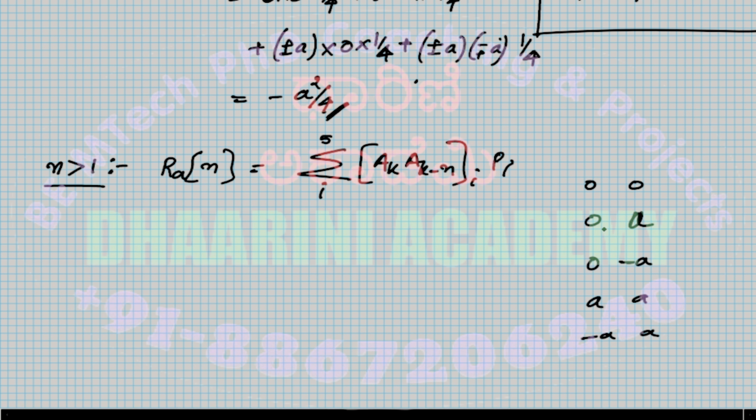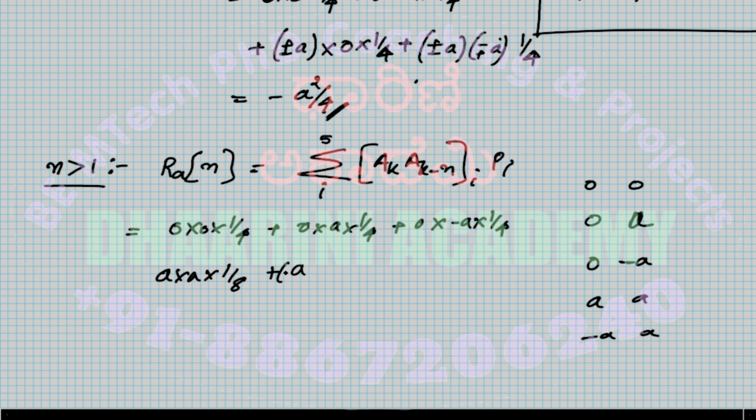So whenever there is a 0 coming into picture, right, it has a probability that is equal to 1 by 4. But whenever you have two A's in place, the probability will be 1 by 8 for that product, correct? So this is equal to first one, 0 into 0 into 1 by 4. Next one plus 0 into A into 1 by 4 plus next one 0 into minus A into 1 by 4. Anyway, it cancels all zeros. Next, this is important. So A into A into 1 by 8, then plus this is minus A into 1 by 8.